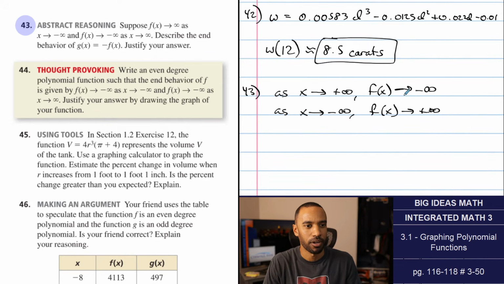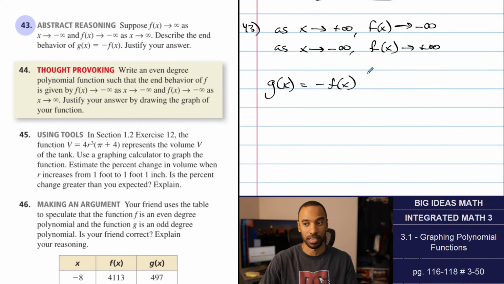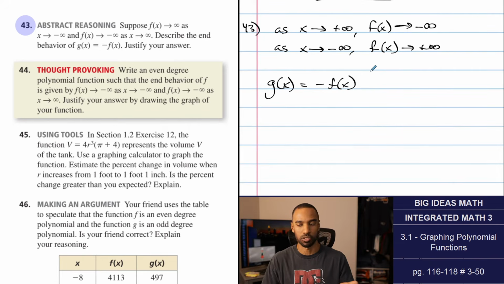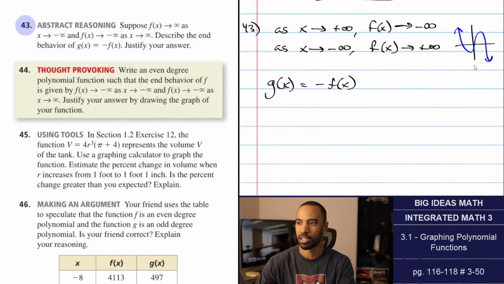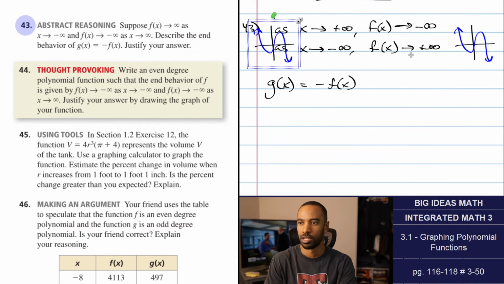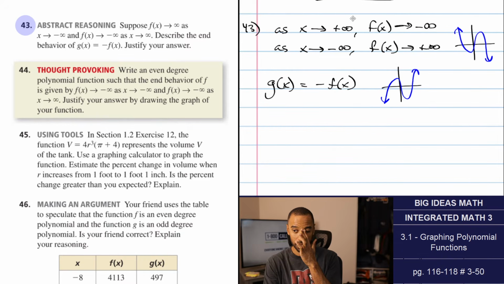Describe the end behavior of g of x equals negative f of x. For g of x equals negative f of x, you have to keep in mind, and this is where we're going to get into some of the transformation things later, this is a reflection over the x-axis. That means this graph would start left and up and finish right and down. You flip it over like that. So that's what's going to happen in a situation like this.